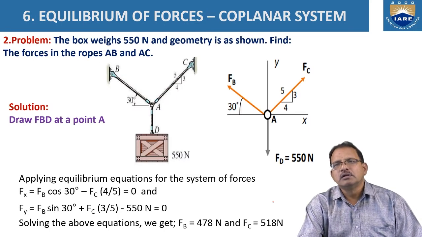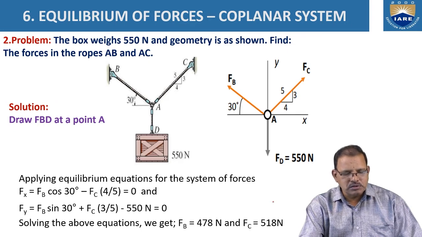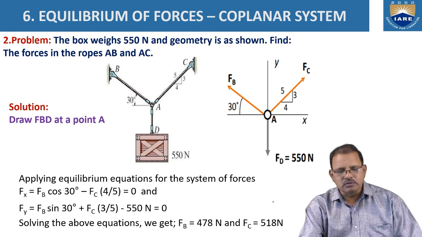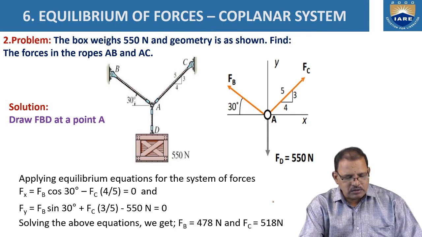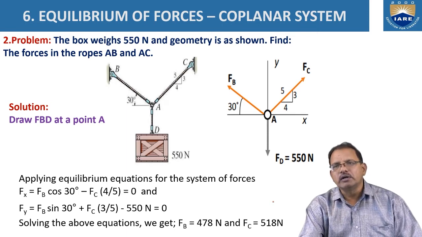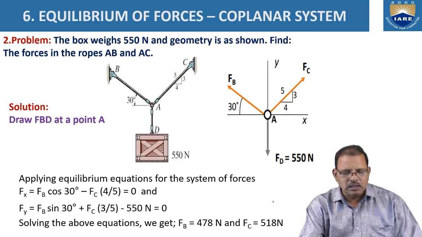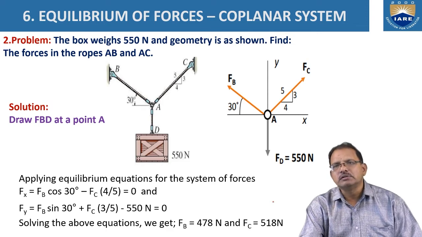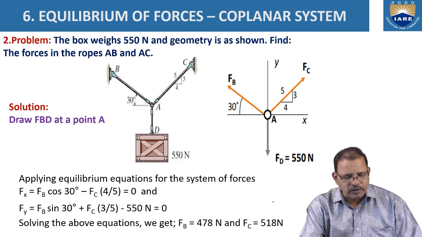And one more problem. The box weighs 550 newtons, and with the geometry shown in the figure, determine the forces in the ropes AB and AC. It is similar to the previous problem. In this figure, the load acts vertically downward. The tension in the rope AB is along the direction of AB, and within the rope AC it is along the direction of the rope AC, as shown in the figure.